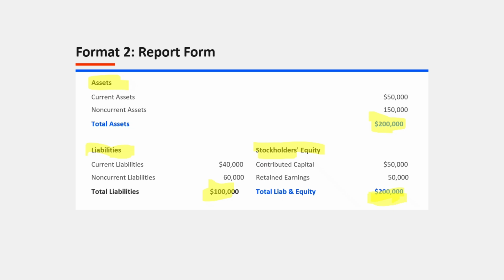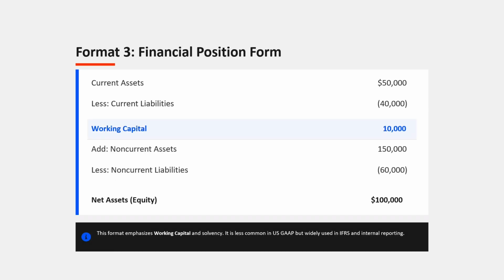Okay, now let's go to the third one, the most analytical format, which is the financial position form. If you stop and analyze it, you can see that it immediately highlights the company's liquidity. Basically, we start by calculating the net working capital, which is the current assets minus the current liabilities. This is crucial for the short-term health of the company. Then we add non-current assets and subtract non-current liabilities to arrive at the total net assets.